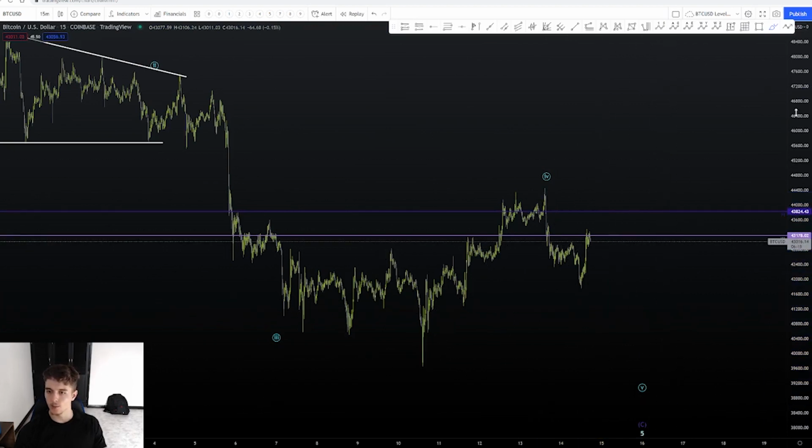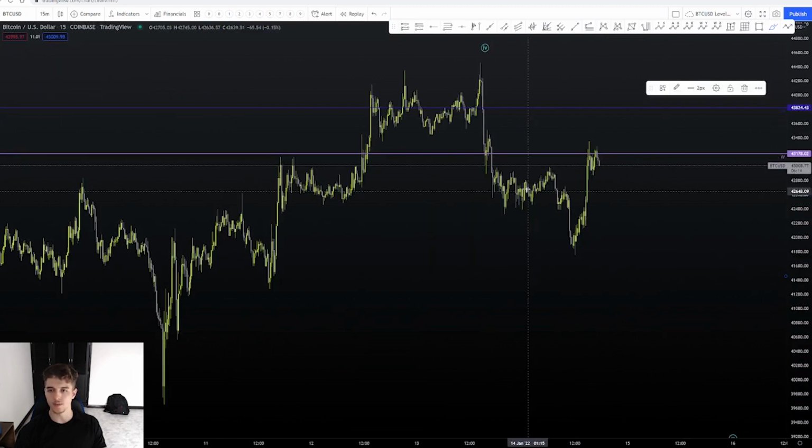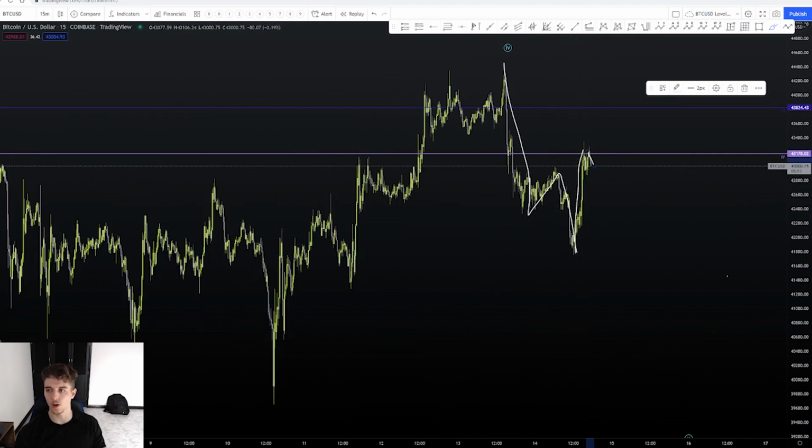Now, let's zoom in a little bit more to this section. Given what we've seen so far, it does not look that impulsive, because we've gotten more of a 3-wave move, and then we get a bounce up, where we're coming into this weekly level right now and getting a rejection. But to me, this looks more like a corrective move than an impulse move. So it's hard to say that this top of wave 4 is in.